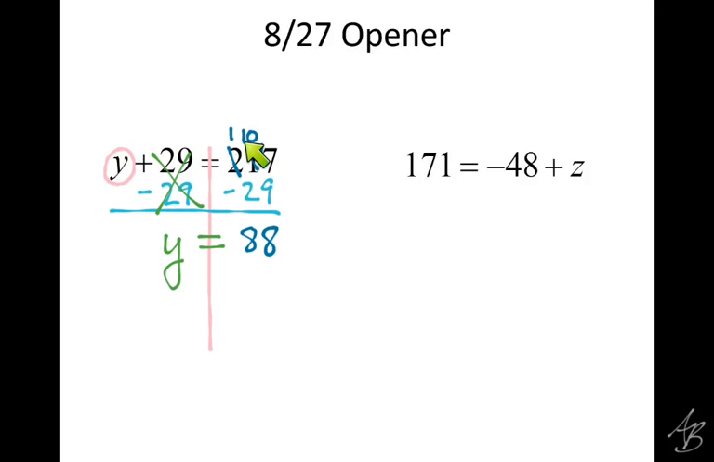And then in the hundreds place, I have 1 minus 0, right? 1 minus nothing, which is going to be 1. And then is that going to be a positive 188 or a negative 188? Positive. Why?